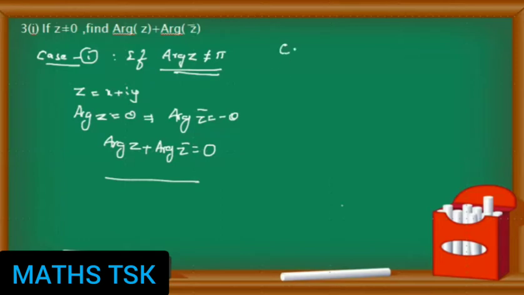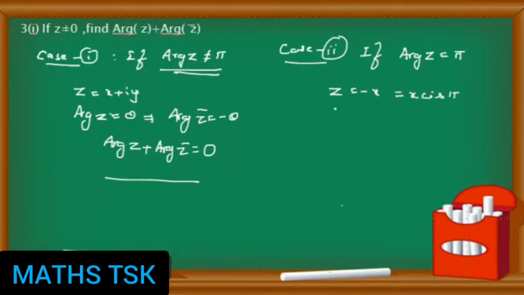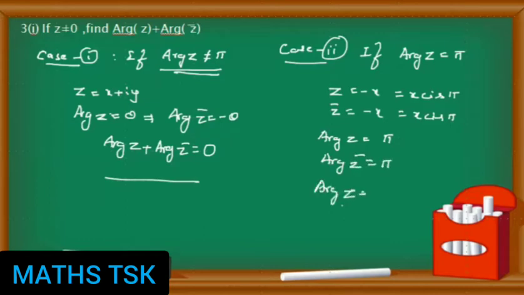Case 2. If arg z is equal to pi, that is z is equal to minus x, meaning x is pi. What is z bar? Z bar is minus x minus i0, which is minus x itself. So here arg z is equal to pi. Arg z bar is also pi. Therefore arg z plus arg z bar is equal to 2 pi.